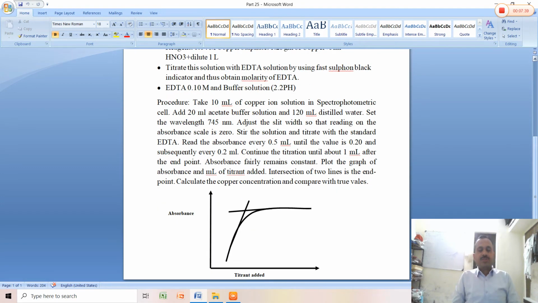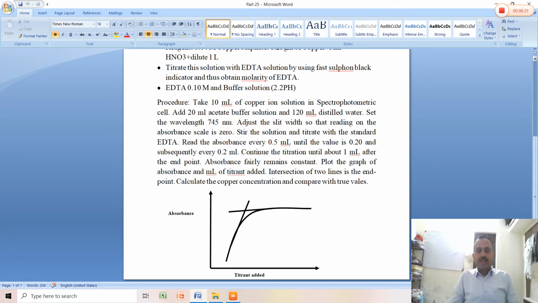Now here the procedure is given. For the spectrophotometric determination of copper 2 by EDTA, take 10 ml of copper ion solution in a spectrophotometric cell. So a cell or cuvette is used. Add 20 ml acetate buffer solution. So if you take a large container, a large beaker, add 10 ml prepared copper ion solution. Add 20 ml acetate buffer solution. So 10 plus 20, that is 30. Total volume becomes 30. And add 120 ml distilled water.